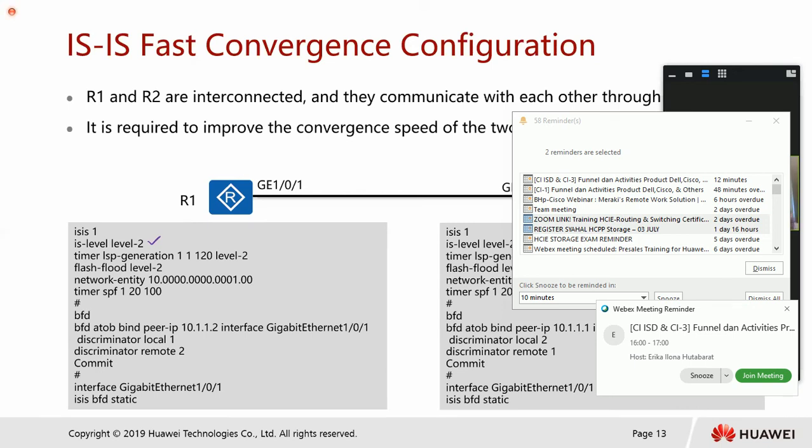So why do you need to send both LSPs? Why don't you just send one level, because it's only point to point? So you can just set L2. The timer LSP generation is set on level 2, so this is all in a second. And fast flash flooding on level 2, followed by the SPF timers, to speed up the intelligent timers.